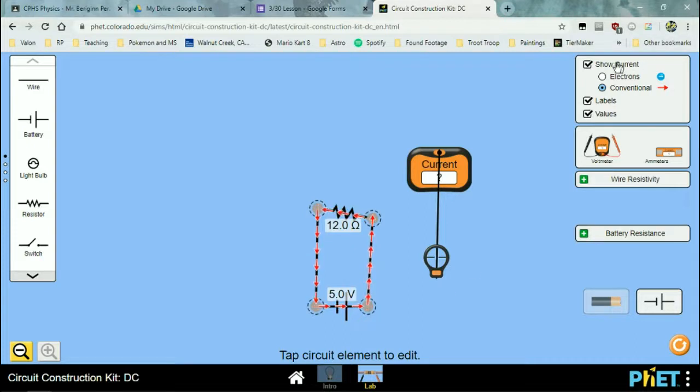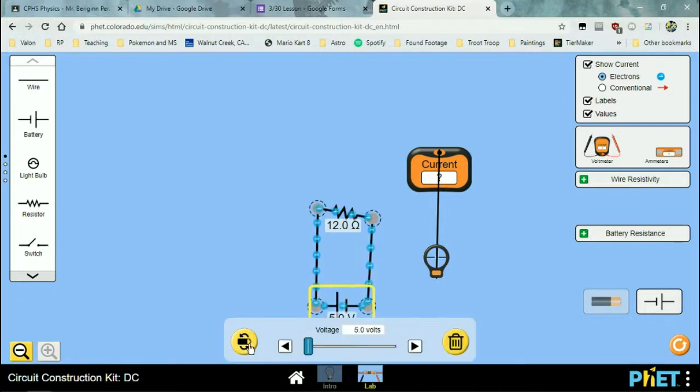So you'll notice here it says show current, and then there's electrons and conventional. So I could just switch this to electrons, and you see now they're moving the right way. They're moving from the negative side of the battery through the wire back to the positive side. This is what actually happens, okay? It's a negative charge moving around this way. And you can see I could also switch this around. If I switch the battery, now the electrons move in the other direction, right?